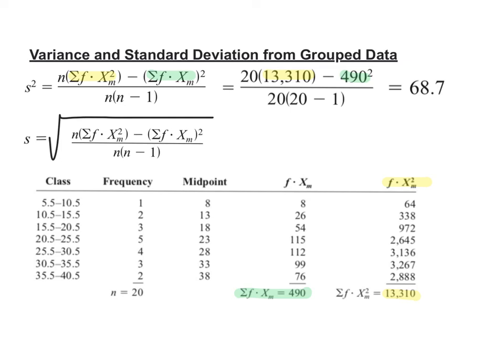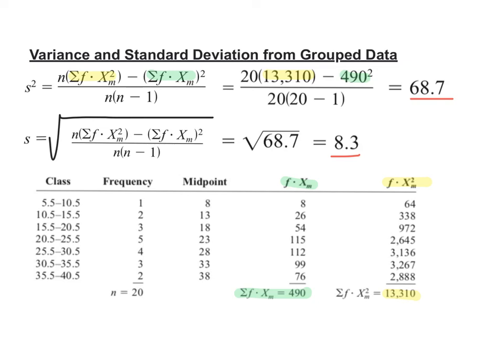Then, to find the standard deviation, all you do is take 68.7, and I would prefer that you actually use the unrounded value. I feel like maybe I didn't do it that way. We're going to find out here in a second. Take the square root of 68.7. What do you get? The square root of 68.7 does equal 8.3. That is my standard deviation from a set of group data, and 68.7 is my variance from a set of group data.